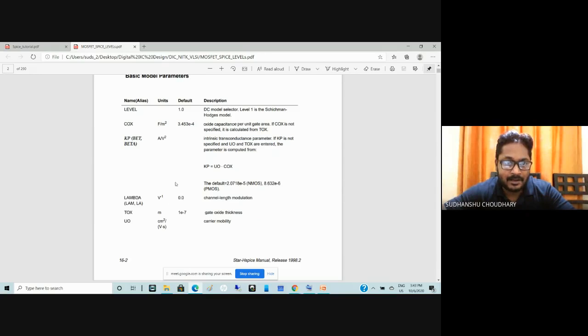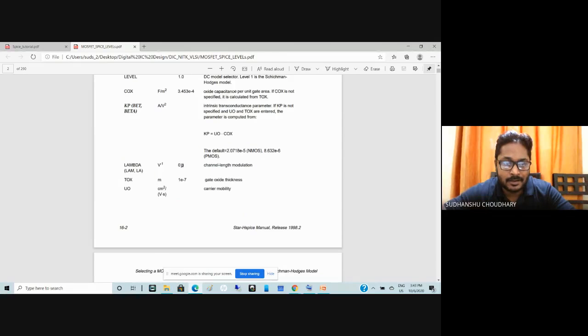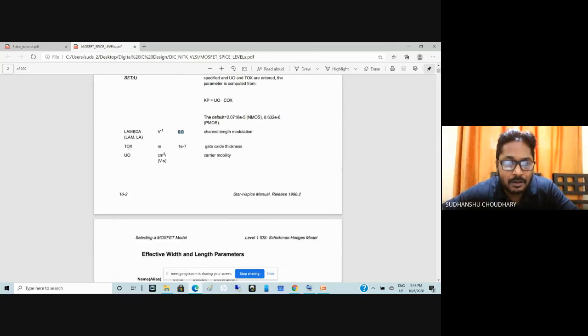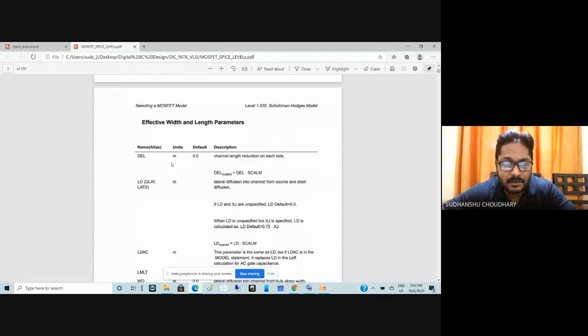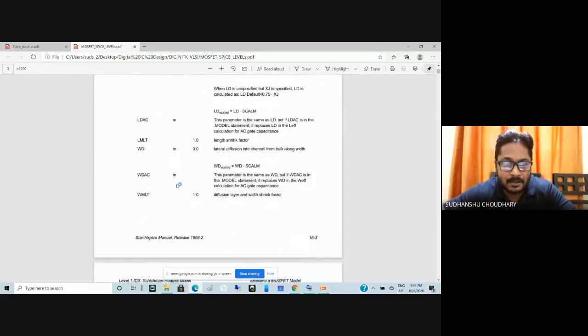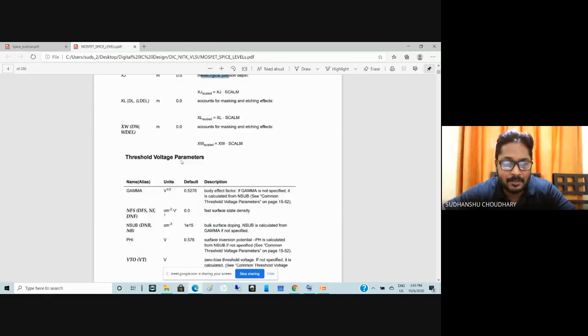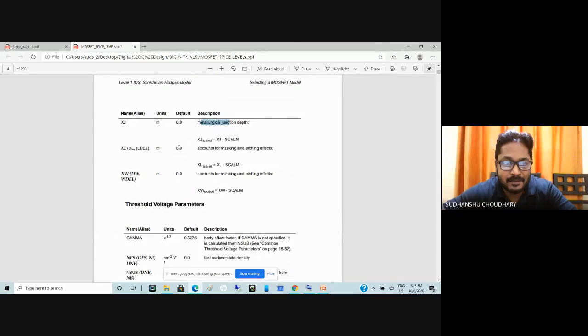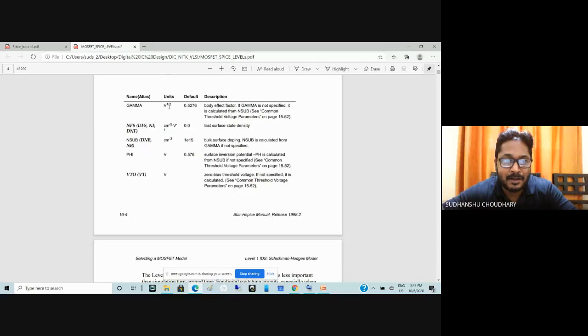Then lambda, as I said, in level 1, lambda is not considered. I mean, channel length modulation effect is not considered. So lambda is considered 0 here. Oxide thickness, then carrier mobility. All these parameters are called process parameters. Then metallurgical junction depth. Since most of these parameters are 0, you will see, because level 1 is not an accurate model, but in higher levels you will find that all these parameters have some values. Then body effect coefficient gamma, that also is mentioned here.